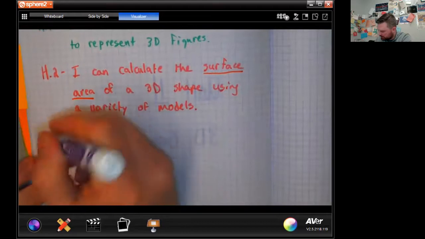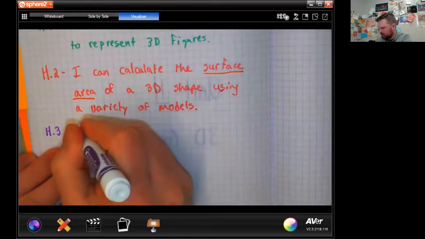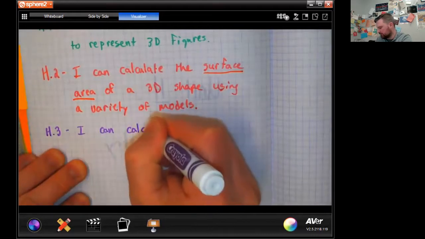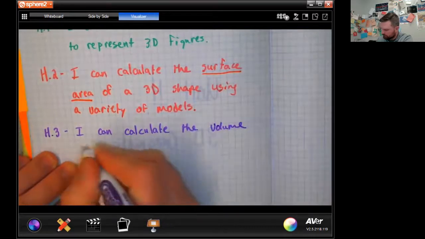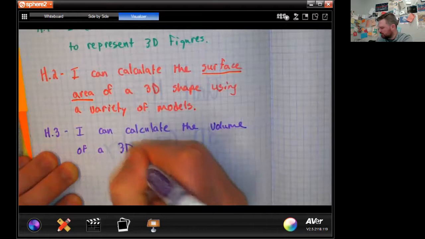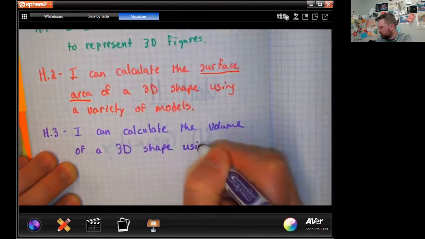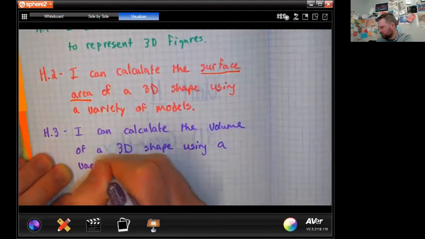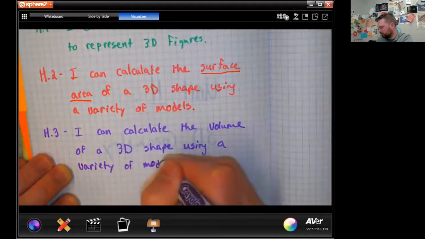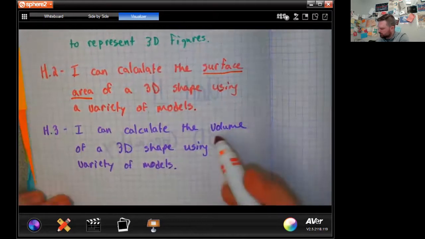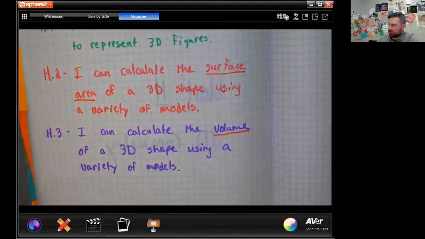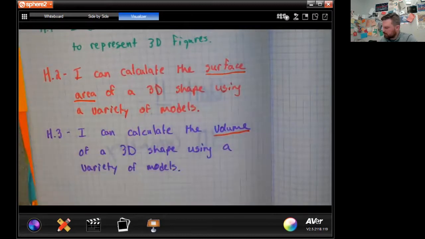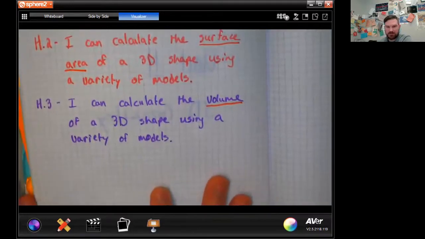And then H.3 is I can calculate the volume of a 3D shape using a variety of models. Okay. Again, this one's dealing with volume only. And we'll intermix actually H.2 and H.3 with different shapes. So we'll do maybe a pyramid, and then we're going to look at the surface area and volume of that pyramid.